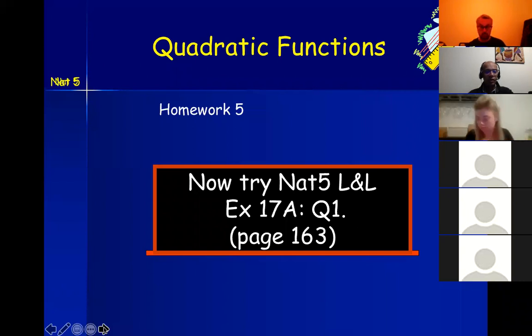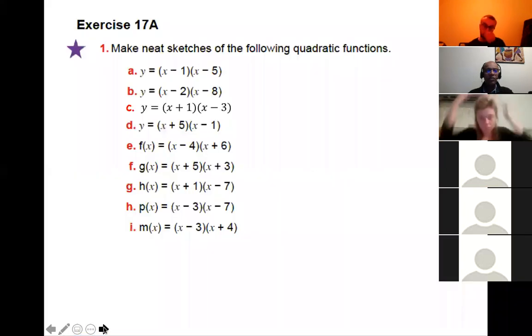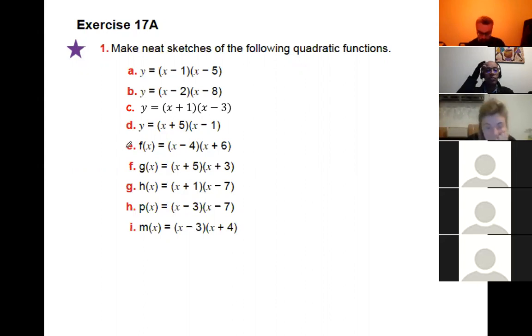So hopefully next week we'll be concluding all the quadratics. So let's have a look. We've been asked to make neat sketches, just using what we've just done there. So let's say we're going to do E together.